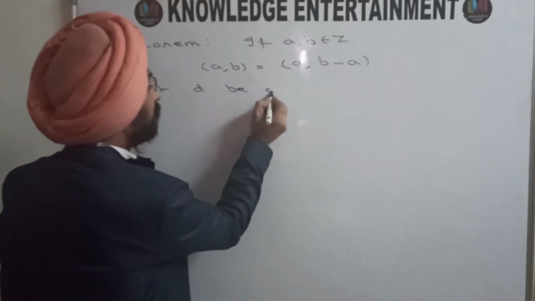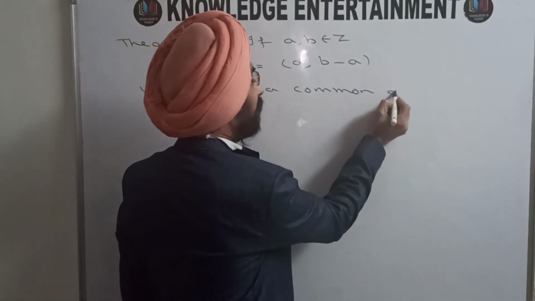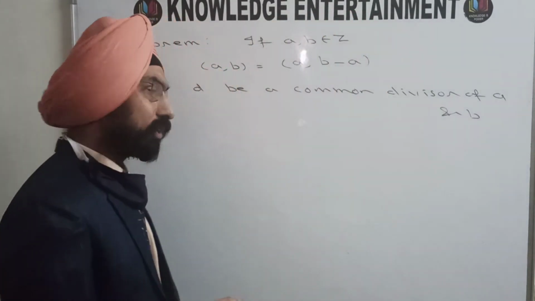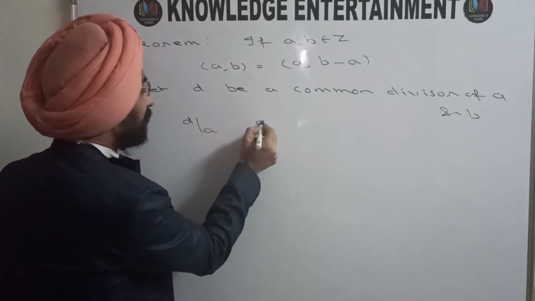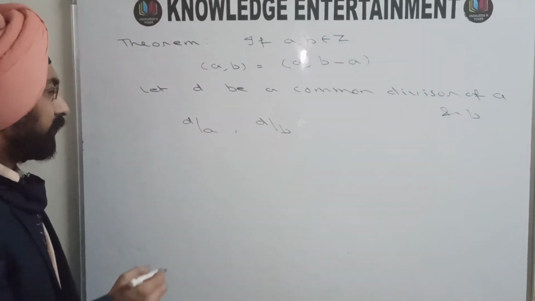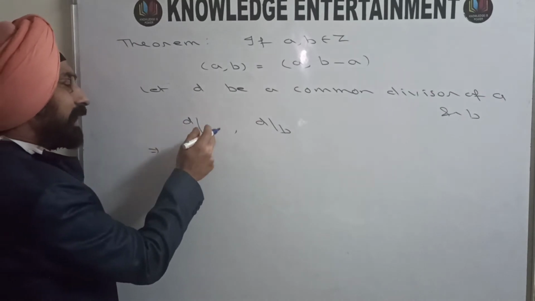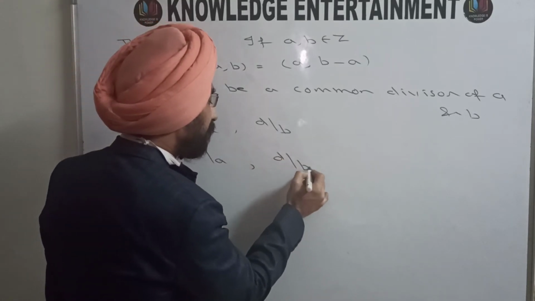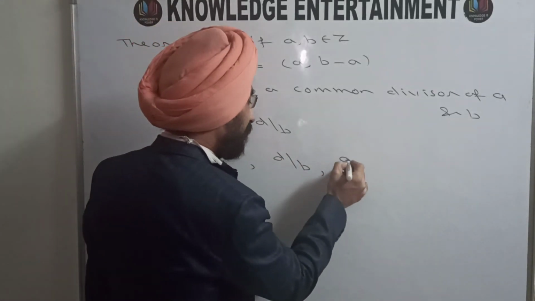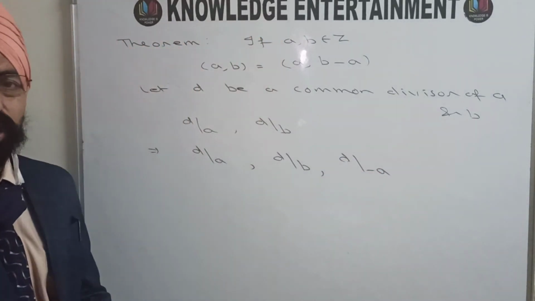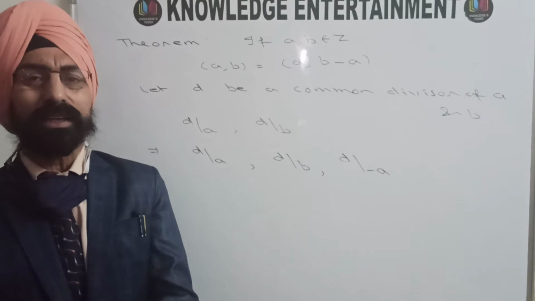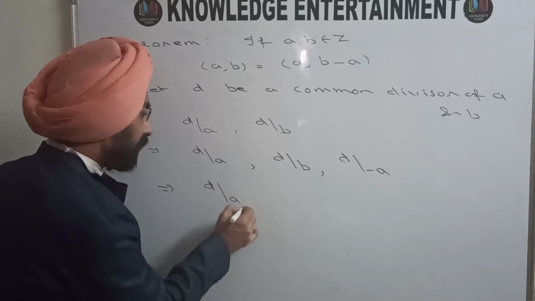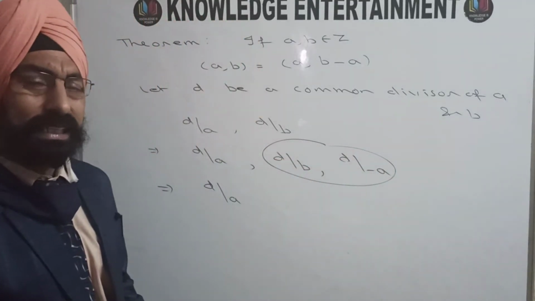So let D be a common divisor of A and B. That means D divides A and D divides B. Now, if D divides A and D divides B, then I can also write that if D divides A, then D also divides minus A, because if D is a divisor of A, then D is also a divisor of its negative.